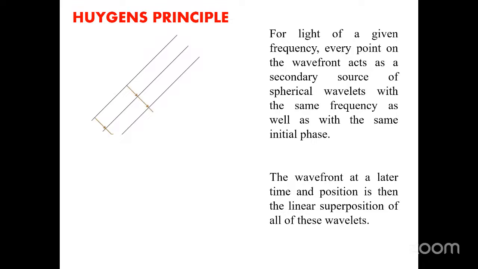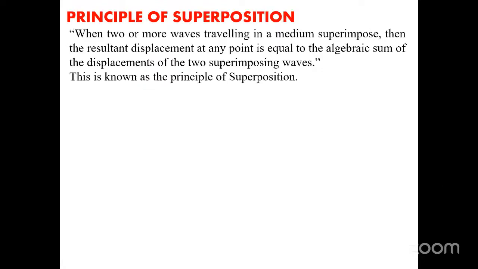The wavefront at a later time is the linear superposition of all these waves. So what do you mean by the principle of superposition? When two or more waves travel in a medium and are superimposed, the resultant displacement at any point is equal to the algebraic sum of the displacements of the superimposing waves. So this is known as the principle of superposition.